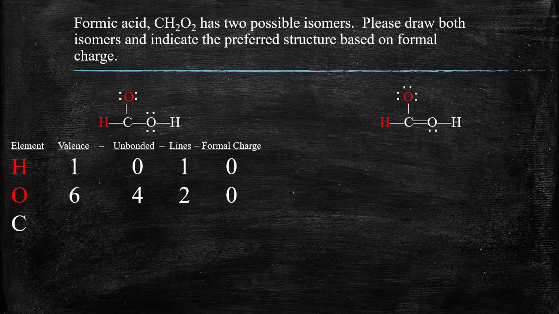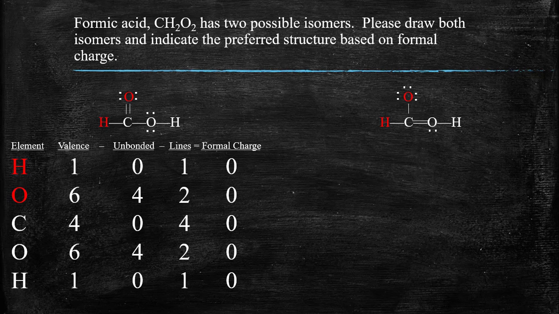Carbon, being in group 14, has 4 valence electrons. It has no unbonded electrons, but it does have 4 lines, so it has a formal charge of 0. The white oxygen, 6 valence electrons. It has 4 unbonded, so 6 minus 4 is 2. There are 2 lines going to it. 2 minus 2 is 0. And the white hydrogen has 1 valence electron. It really can't have any unbonded electrons. It has 1 line, so it has a formal charge of 0.